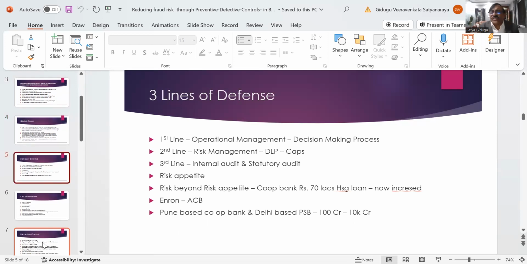three lines of defense. The first line of defense is the operational management of the decision-making process. The second line of defense is the risk management, and the third line of defense is the internal audit and statutory audit. So we, information system audit, are at the third line of defense, and the Gopalakrishna Committee document 15 years back has informed the banking industry that the information system auditor should have access to board notes and all.